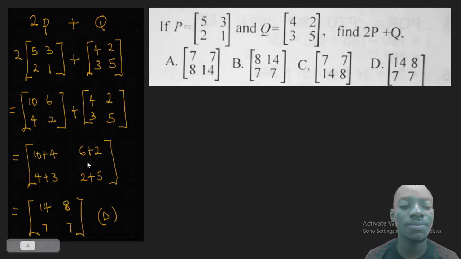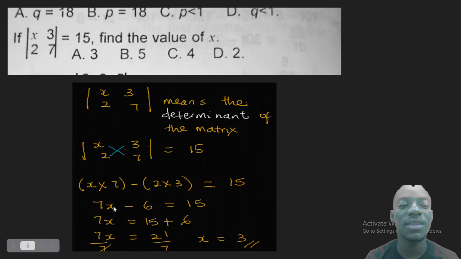10 plus 4 is 14. 6 plus 2 is 8. 4 plus 3 is 7. And 2 plus 5 is 7. So the answer to that question is D. Let's check the second part now.